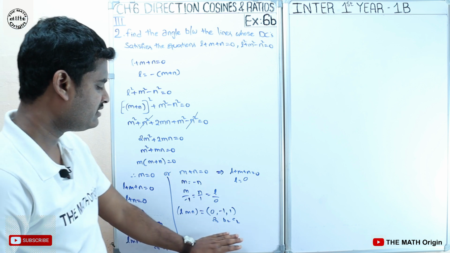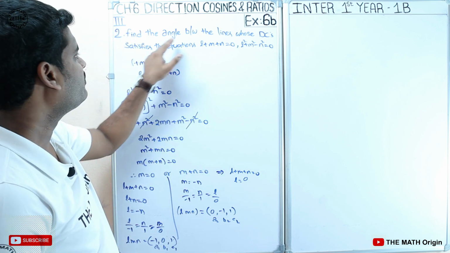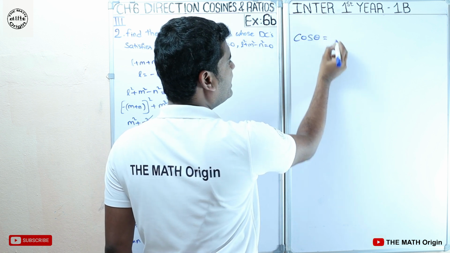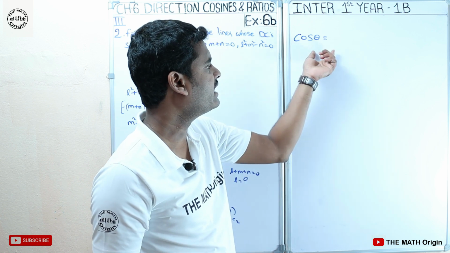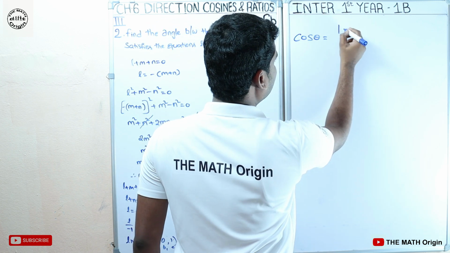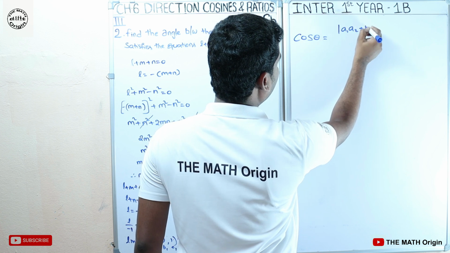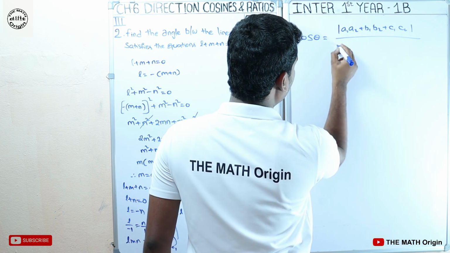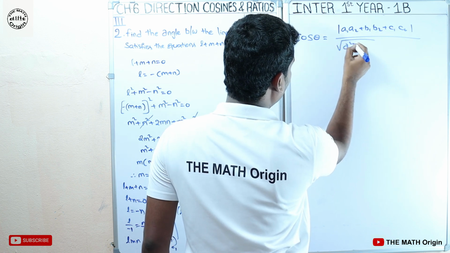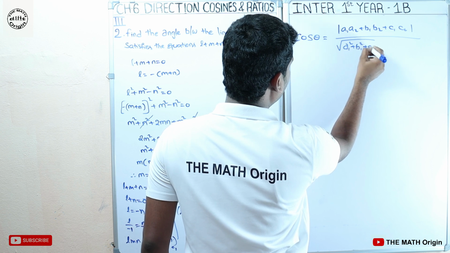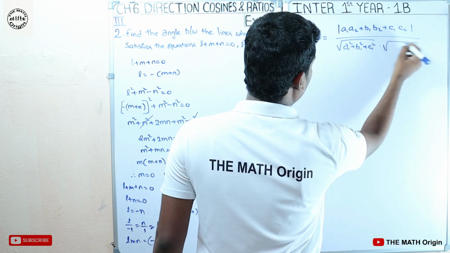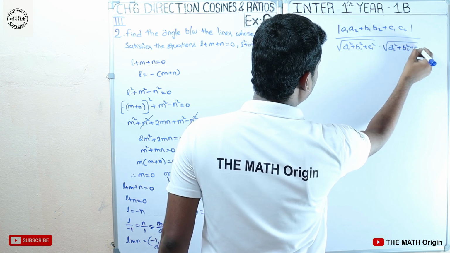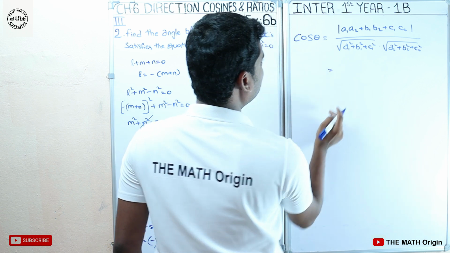Now we have A1, B1, C1, A2, B2, C2. We need to find the angle between those. A1, B1, C1 are direction ratios. For direction ratios, to find the angle, we have a formula: modulus of A1A2 plus B1B2 plus C1C2, divided by root of A1 square plus B1 square plus C1 square into root of A2 square plus B2 square plus C2 square.